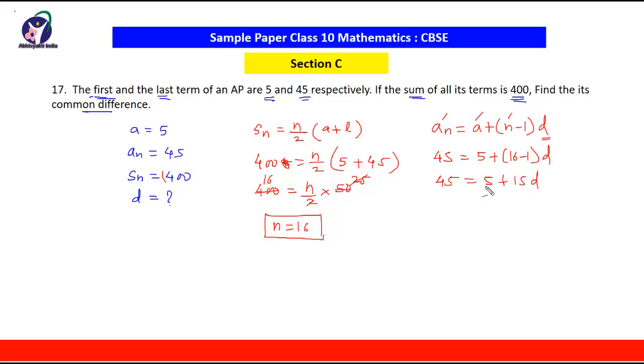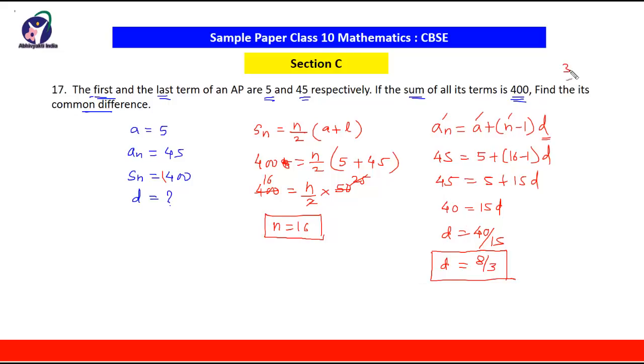So it will be 45 is equal to 5 plus 15D. If you take 5 to this side, it will be 45 minus 5, and so that will be 40 is equal to 15D, and so D is equal to 40 upon 15, and therefore D will be equal to 8 by 3, and this is the third and the last step. So this is the first step, this is the second step, and this is the third step.